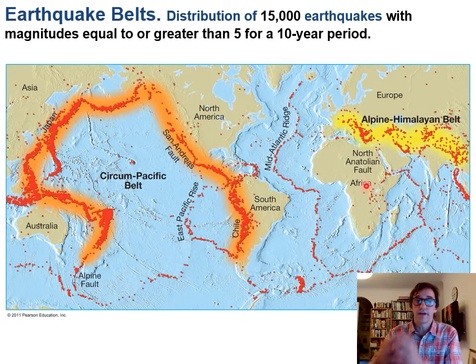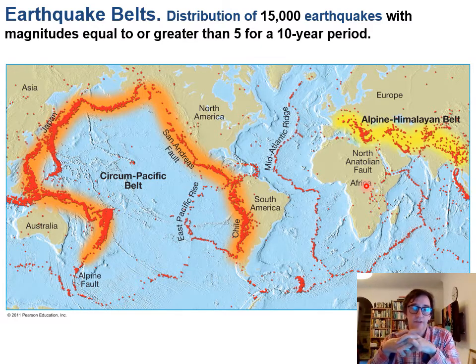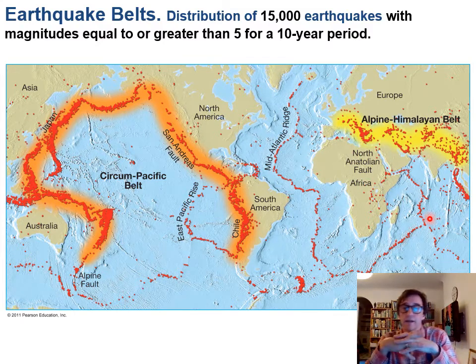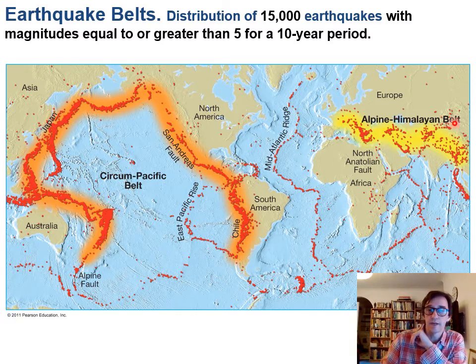So you'll see these earthquake belts, as they're called. There's a circum-Pacific belt, as it's known, which kind of mirrors the Ring of Fire, and there's also the belt from the collision of the African plate into Europe and India into the rest of Eurasia, the Alpine-Himalayan belt. You can see a much wider belt of earthquakes there.